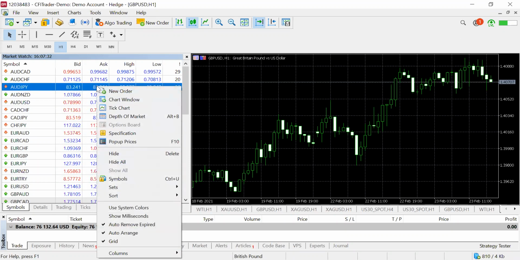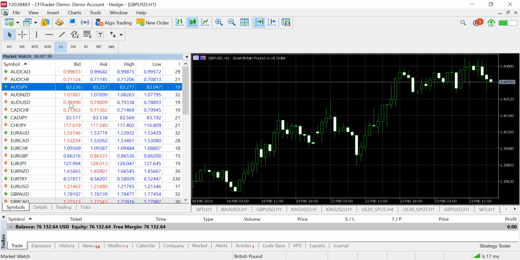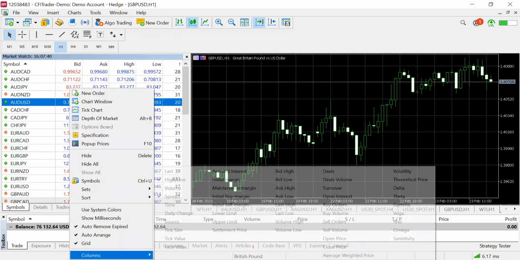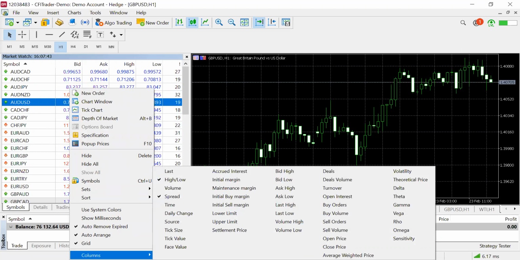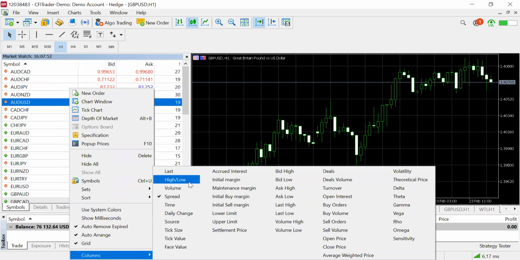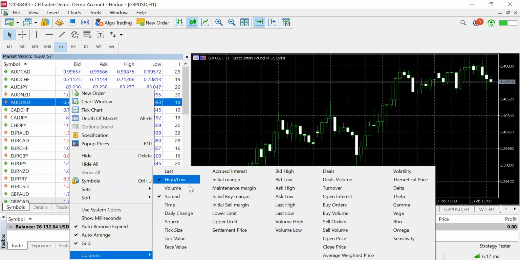If you right click and go to the bottom, you can see here the different options that you have to add to your market watch. If you don't want to see, for example, the high and low, you simply click there and it will automatically be removed from the market watch table. So you've got plenty of options. It obviously depends on what you like and what you would like to have in your market watch table.